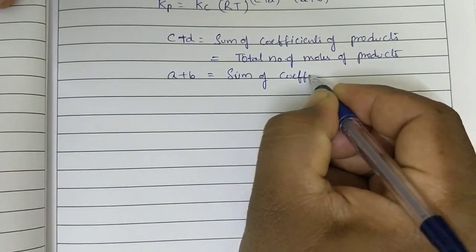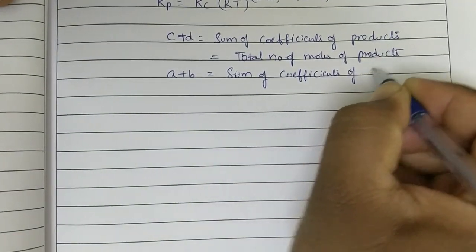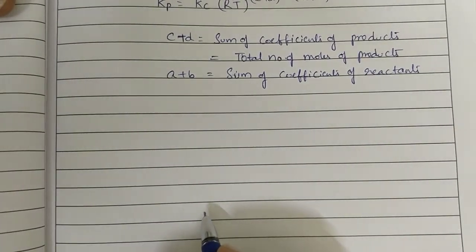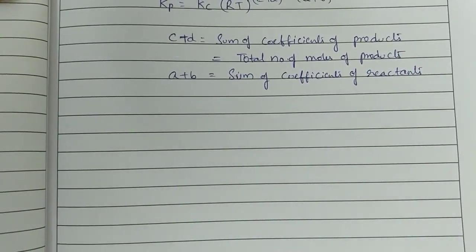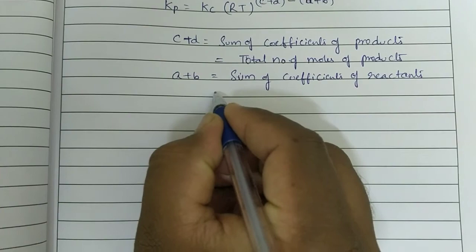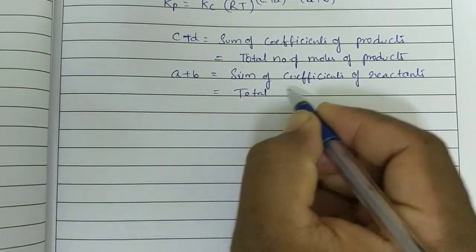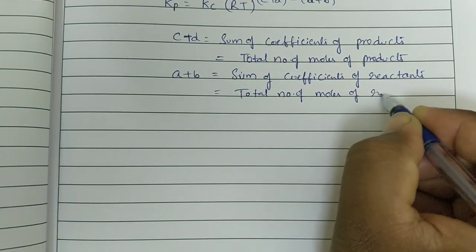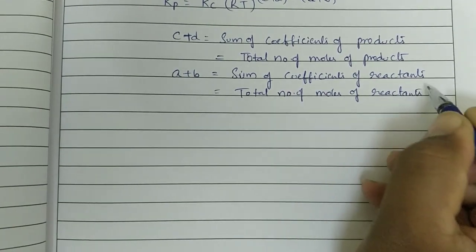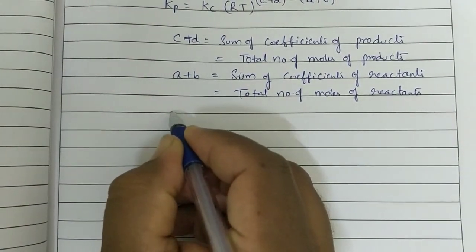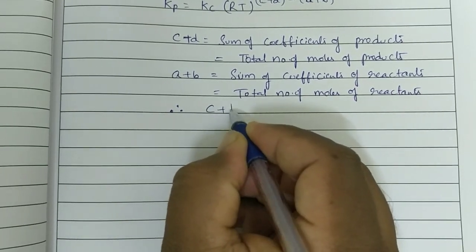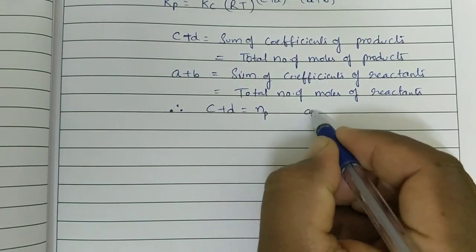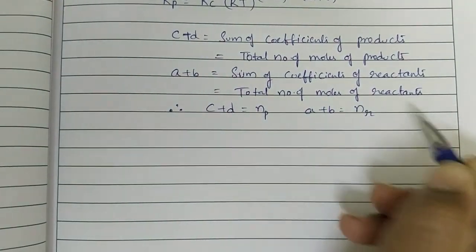In the same way, a plus b is equal to the sum of coefficients of reactants, which is equal to the total number of moles of reactants. Therefore, c plus d is equal to the total number of moles of products, and a plus b is equal to the number of moles of reactants.